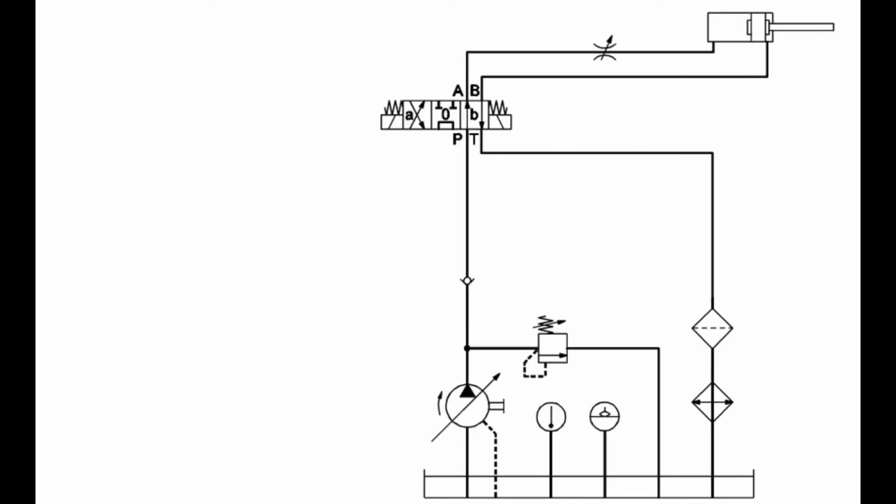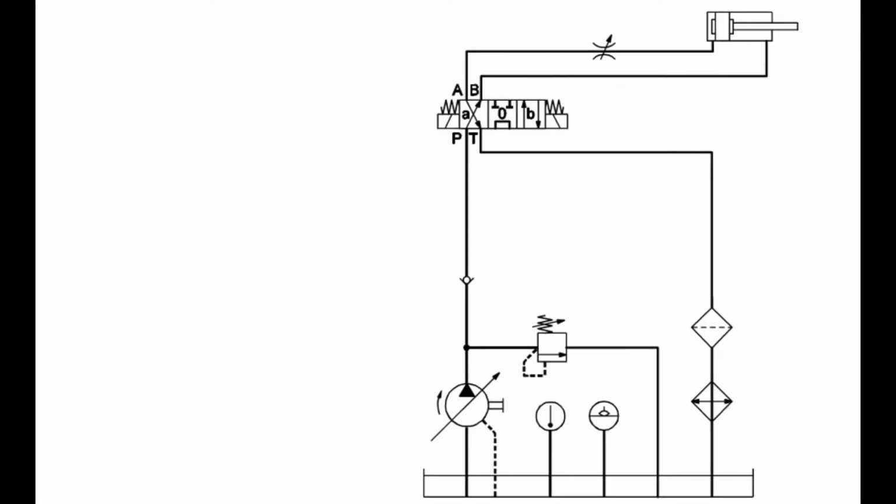When the solenoid valve is switched to position B, the piston extends. Piston speed is regulated by the adjustable throttle valve. In the event that piston resistance approaches the maximum allowable pressure in the hydraulic system, a pressure relief valve is actuated. Once opened, the pressure relief valve allows excess flow to return to the tank.